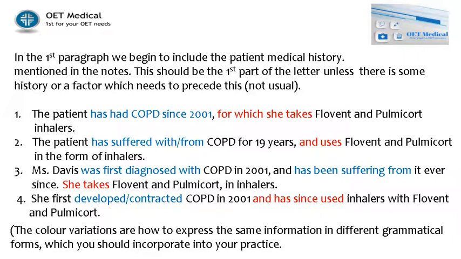The patient has had COPD since 2001, for which she takes Flovent and Pulmicort inhalers. Now you can see here again, the blue structures are the same, the red structures are the same. The patient has suffered with or suffered from, present perfect, suffered from, suffered with, present perfect, and uses Flovent in the form of inhalers.